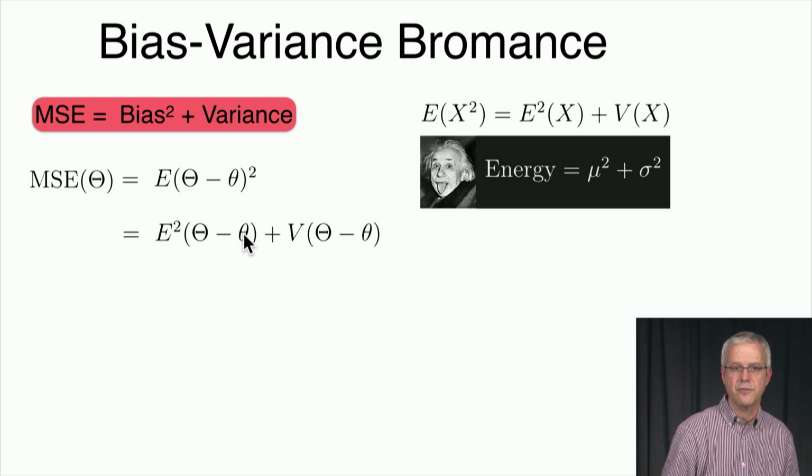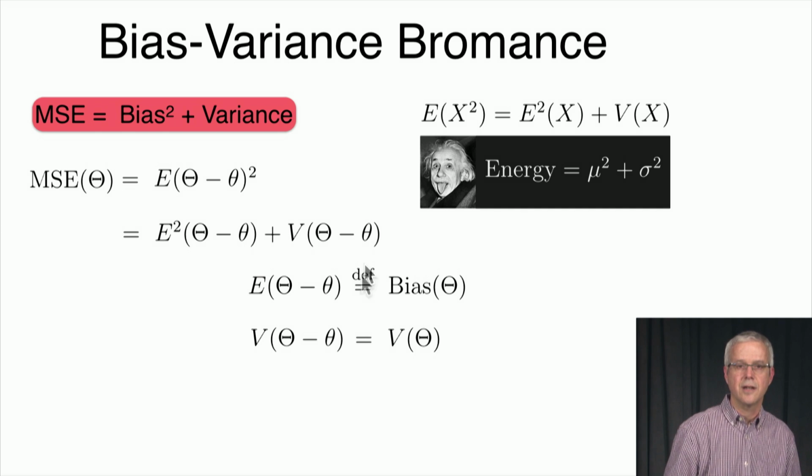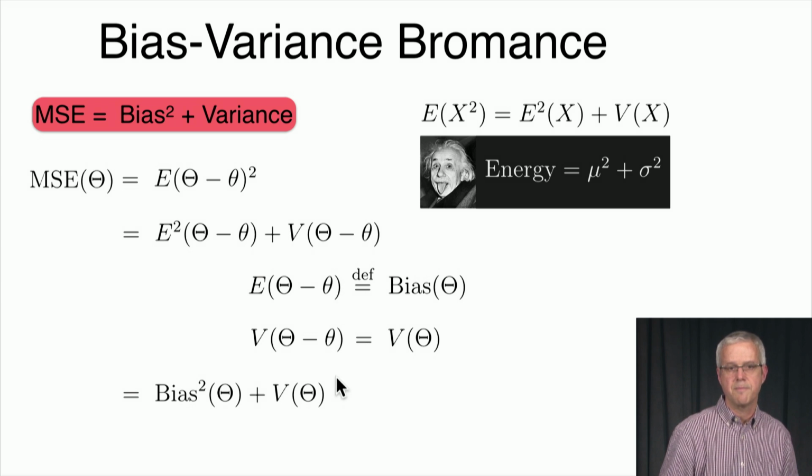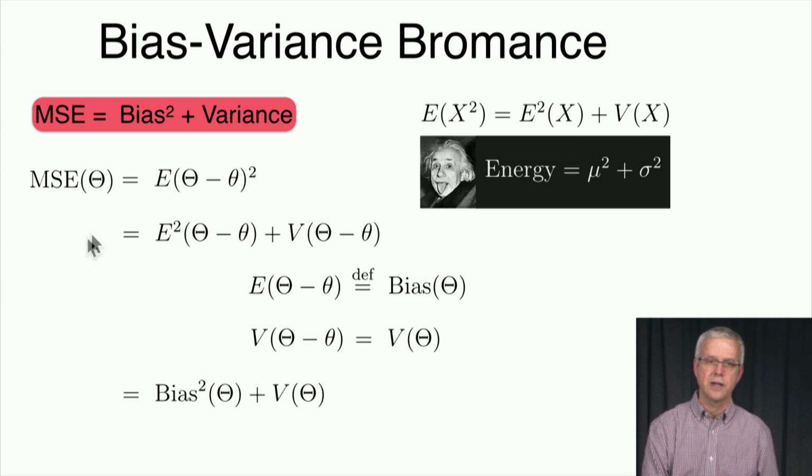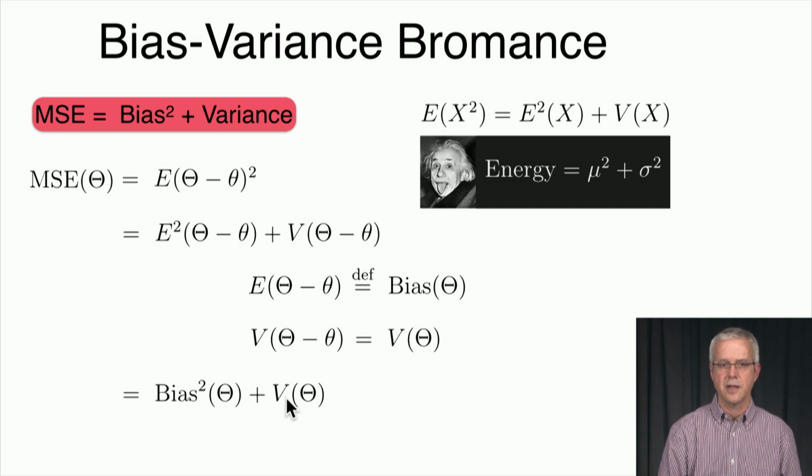This is going to be equal to the expected value of the difference, squared, plus the variance of the difference. But the expected value of the difference is just the bias, and the variance is just the variance of theta. Because we subtract theta, which is a constant, we don't change the variance. When we combine those, we get the bias squared plus the variance. So this gives us a very simple relation between the MSE, the bias and the variance.